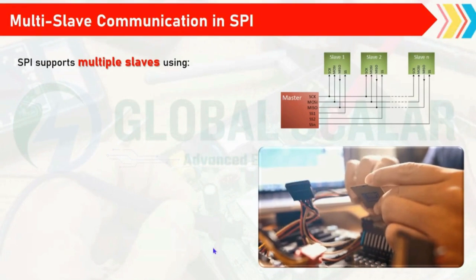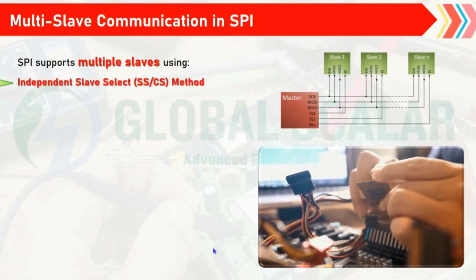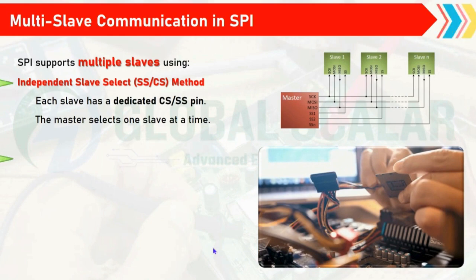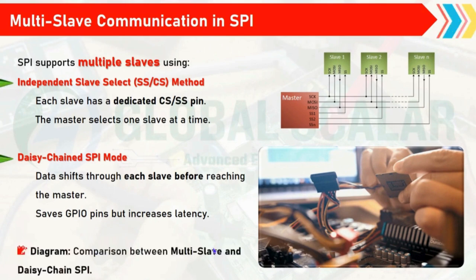Multi-slave communication in SPI: it supports multiple slaves, depending upon the slave select or chip select method. Each slave has a dedicated pin for communication, and it follows the daisy-chained SPI mode method to shift the slave select before or after the transmission of the data. Based upon how the program is configured in the device, it can act accordingly, and we have dedicated pins which should be configured.